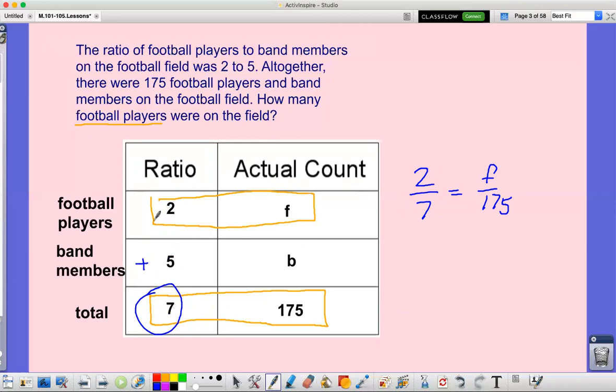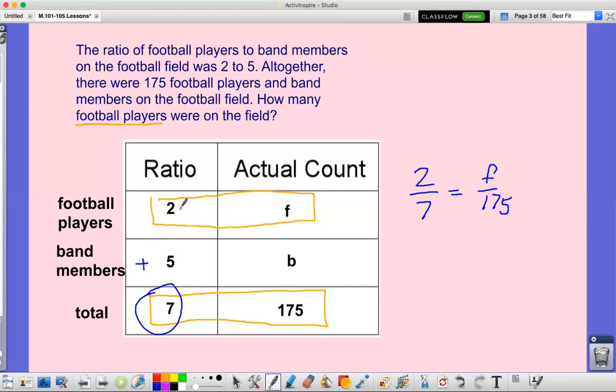So now that I've got those elements, though, I've got this number of football players. This is the ratio. This is the reduced ratio of football players. This is the total number when you add those two ratios together. This is the actual count that were on the field. So remember, it's not 2 football players that are on the field. Because look at this, there's 175 people on the field altogether.